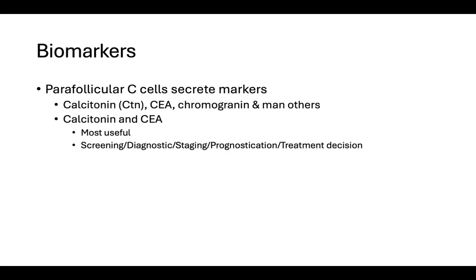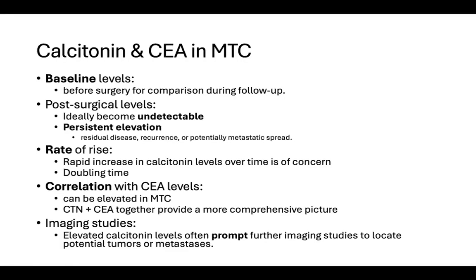Right. Biomarkers. So we know that when we are dealing with MTC, we need to look at calcitonin and CEA, but they actually produce a lot of other biomarkers like chromogranin and many others. But the most useful thing to be used from screening, diagnosis, prognostication, and treatment decision is basal calcitonin and CEA. Yeah. So how we can use this?